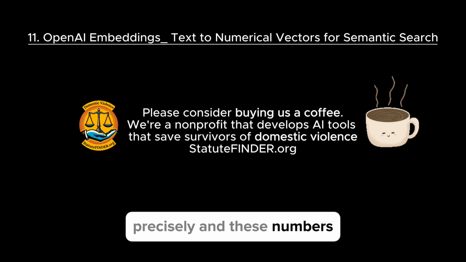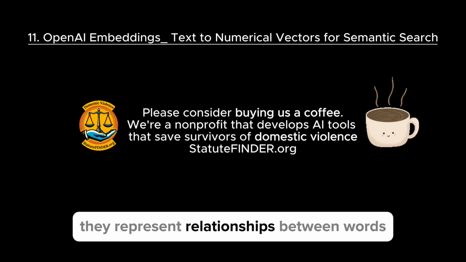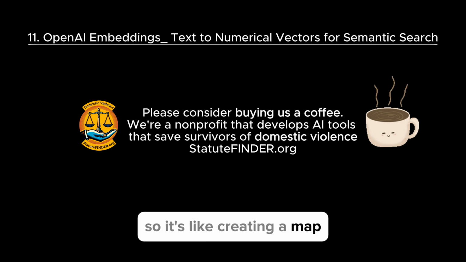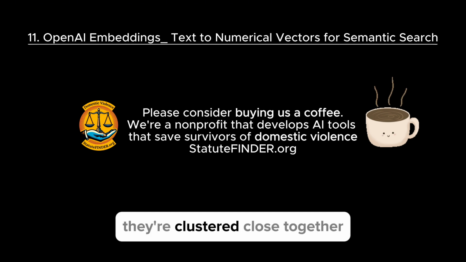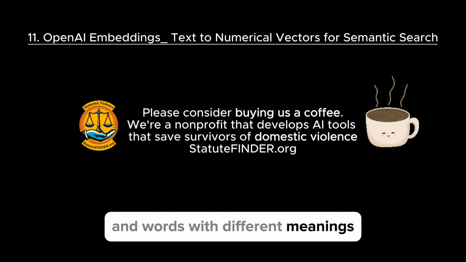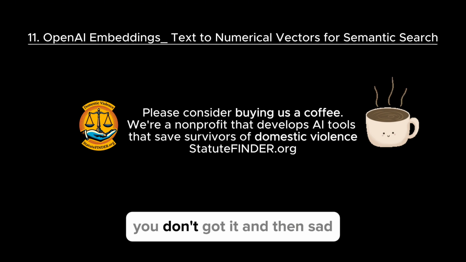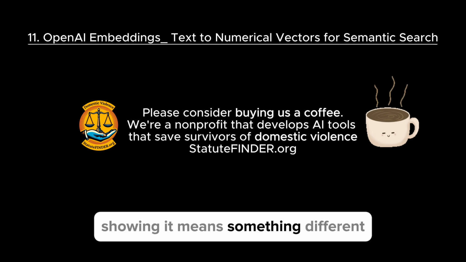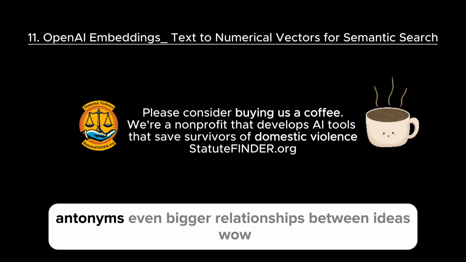Precisely. And these numbers, they're not just random, they're carefully calculated. They represent relationships between words, like are they similar, opposite. Oh, I see. So it's like creating a map. Yeah, exactly. A map where words that are similar in meaning are clustered close together, and words with different meanings are further apart. So happy and joyful would be pretty cozy on this map, right? You know, got it. And then sad would be way over on the other side, showing it means something different. This is how computers start to get synonyms, antonyms, even bigger relationships between ideas.